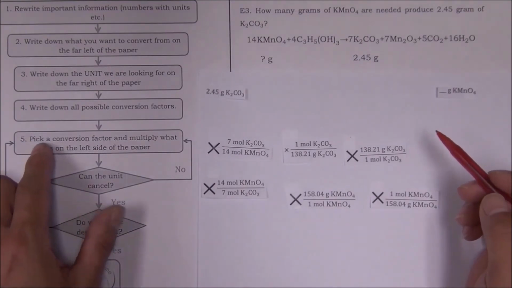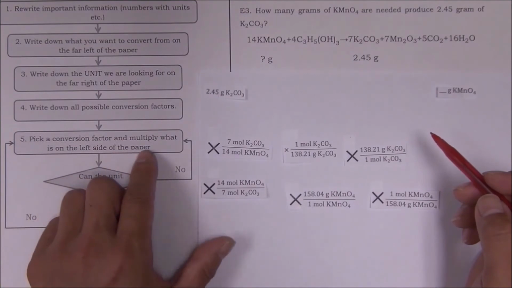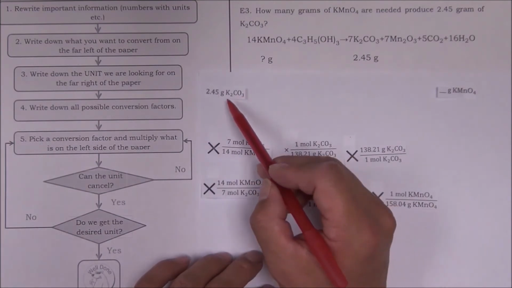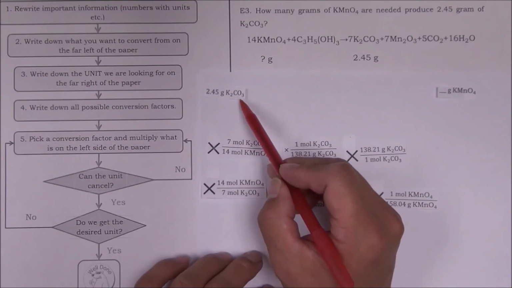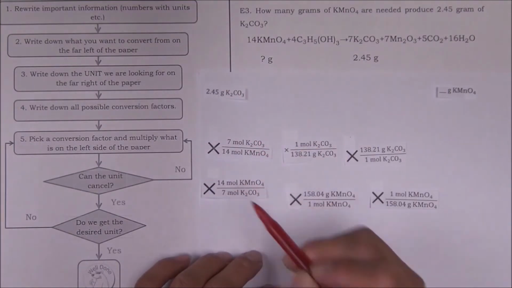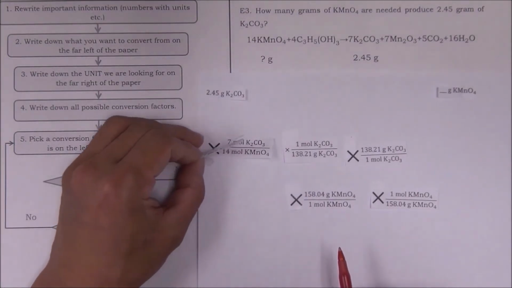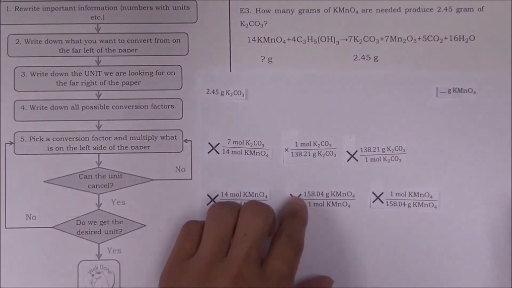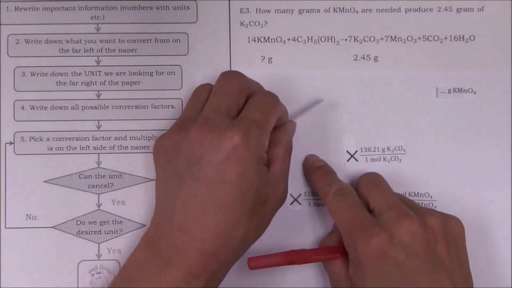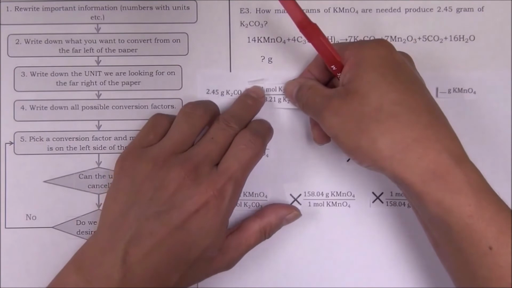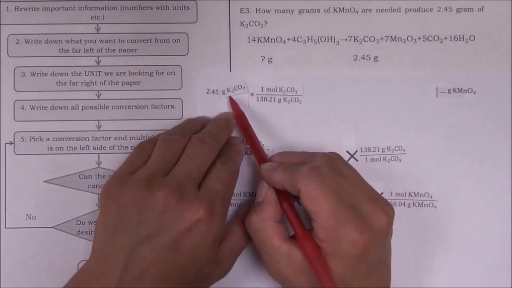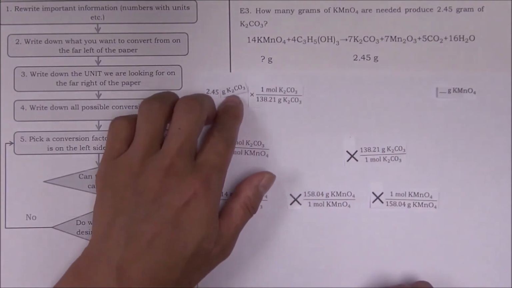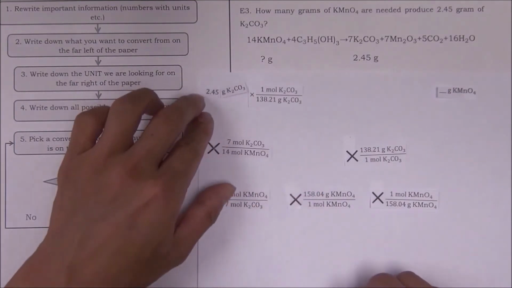Step 5. Pick a conversion factor and multiply what is on the left side of the paper. We want to cancel gram potassium carbonate, so we need a conversion factor that has gram potassium carbonate on the denominator. This should be the one we are looking for. Oh, sorry. This should be the one. Gram potassium carbonate and gram potassium carbonate are exactly the same. One on the numerator, one on the denominator, so they will be able to cancel.